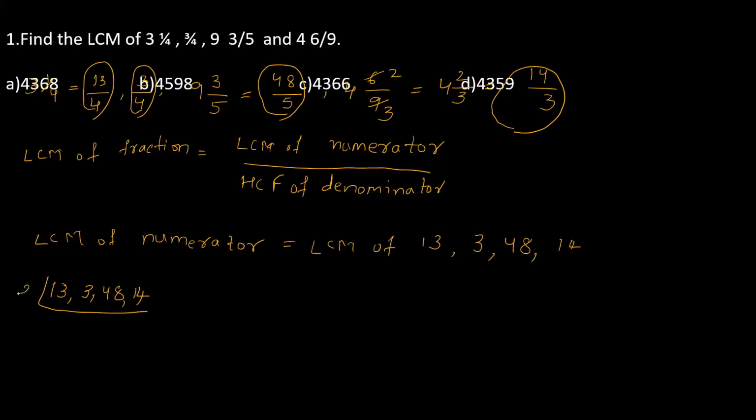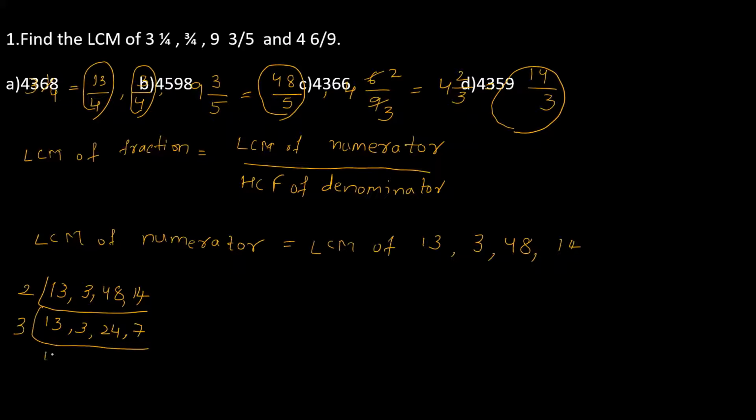So take 2 table. 13 won't come in 2 table. So 13 write as this, 3 write as this. 2 2s are 4, 2 4s are 8. So 2 24s are 48. 2 7s are 14. Okay, next.